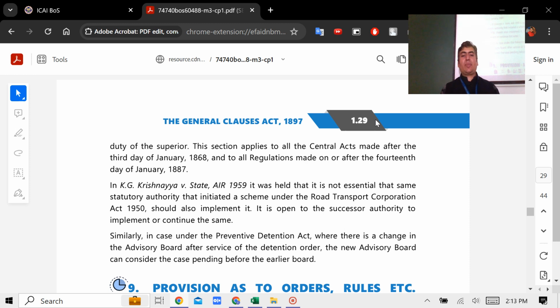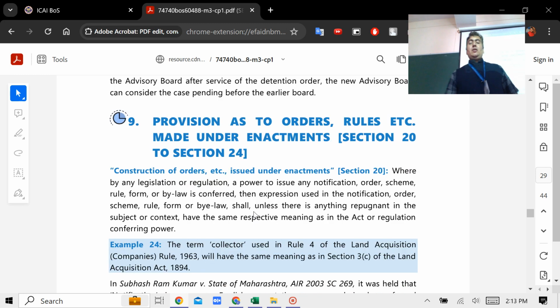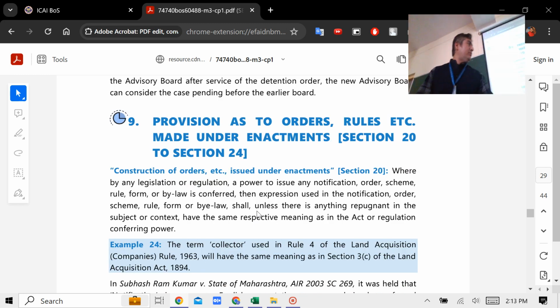All right. So, what is this about? Section 20. Look, guys, this looks a little bit tough, but interpretation-wise, it's very easy. What is it trying to say? Tell me, what is the fundamental difference between the act, rules, notification, and circular?